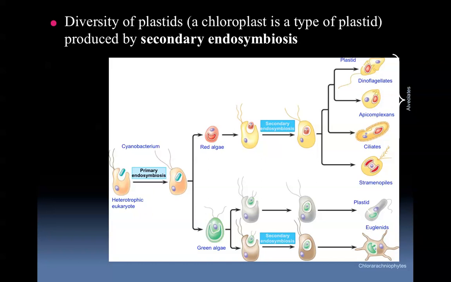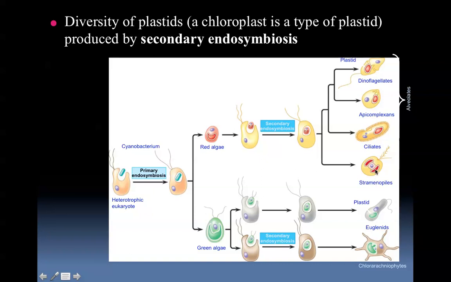Up at the top you can see how when red algae became engulfed by some of these other protist life forms, they formed a different type of plastid organelle, and that caused the differentiation that we see up here in the top right hand corner.